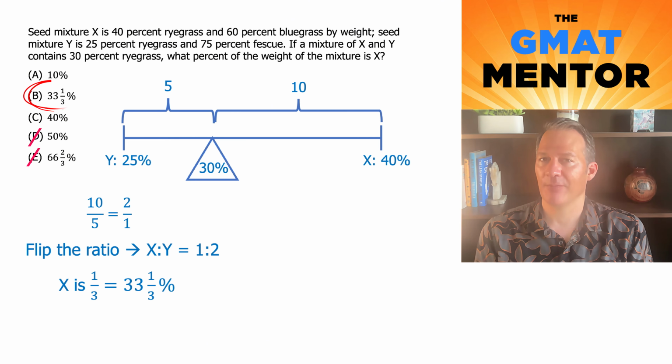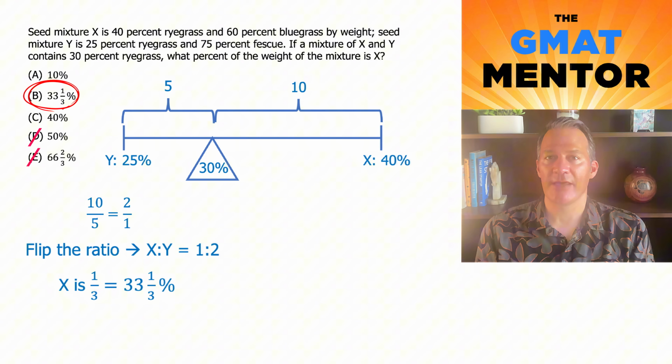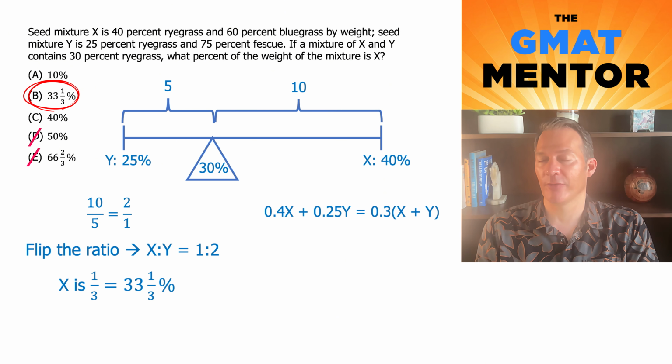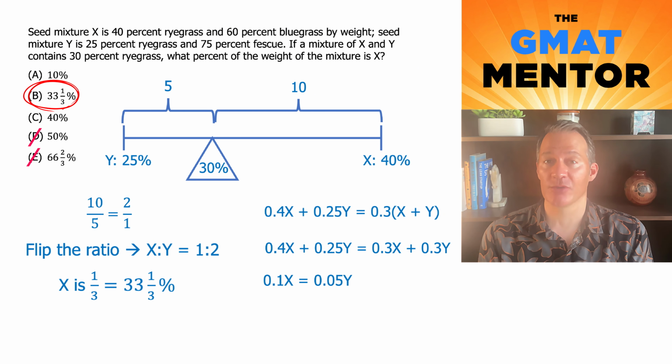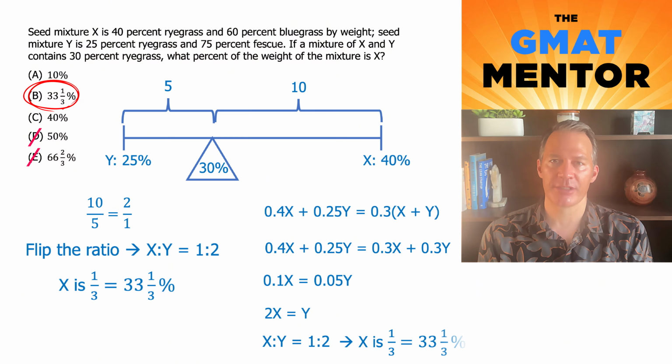The answer is B. Now, you absolutely could solve this using algebra. You'd say that the amount of ryegrass in X plus the amount of ryegrass in Y has to equal the amount of ryegrass in the combined mixture. So 0.4X plus 0.25Y equals 0.3 times the quantity X plus Y. Simplify that equation and you get 2X equals Y. So Y is twice X. That means the combined mixture has 1 part X and 2 parts Y, giving us the same result. X is 1/3 of the total, or 33 1/3%.